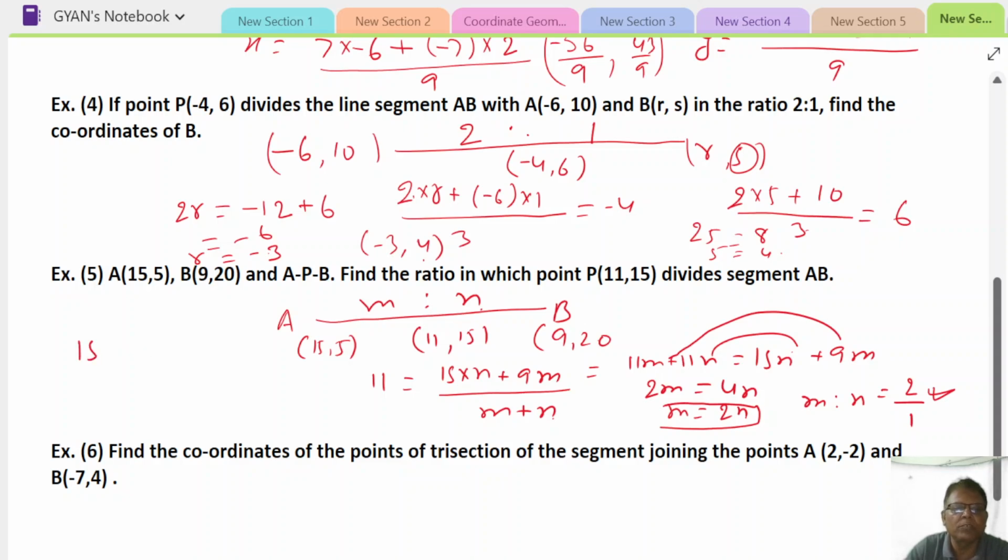So 15 is equal to 5 into N plus 20 into M, divided by M plus N. So 15M plus 15N is equal to 5N plus 20M.